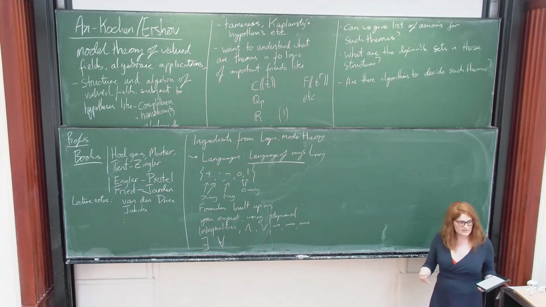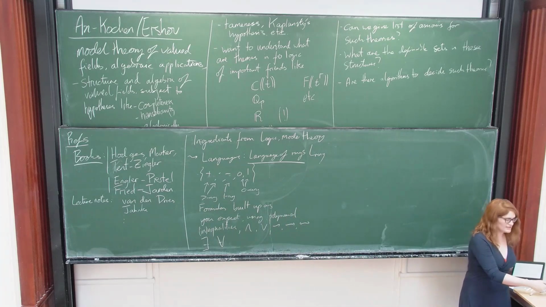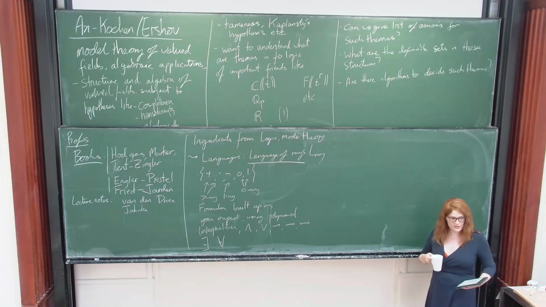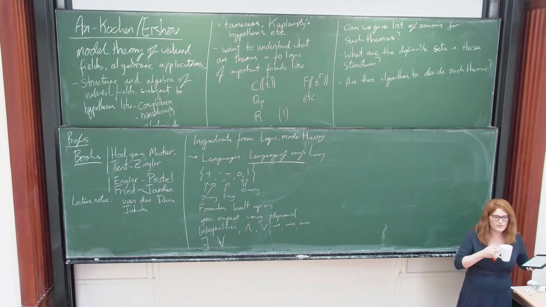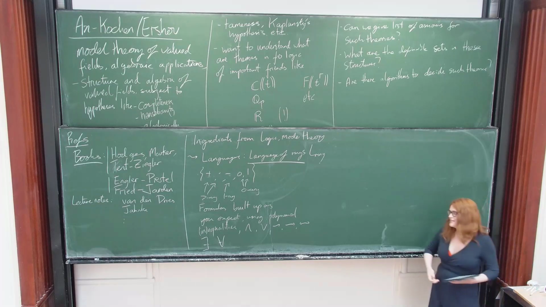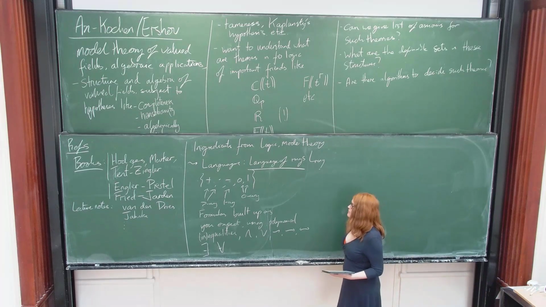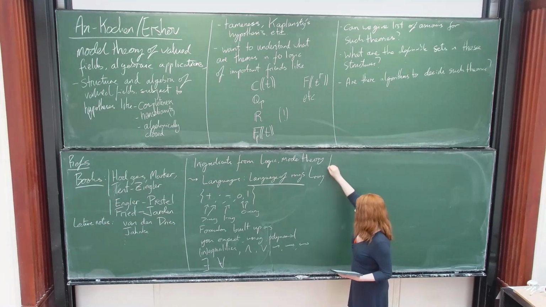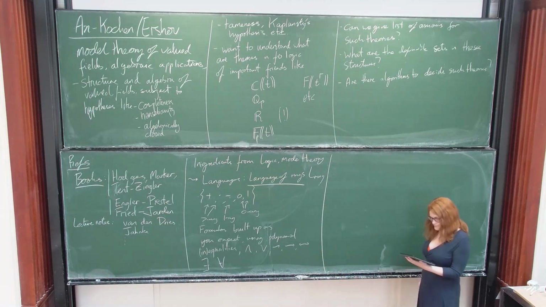range over single variables. So this is the characteristic property of first order logic, that you allow yourself to quantify over single variables, but not over sets, functions, and so on. Okay, so this is the basic framework of the first order logic of rings.